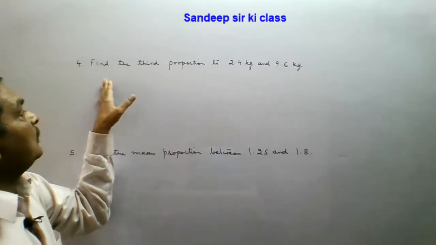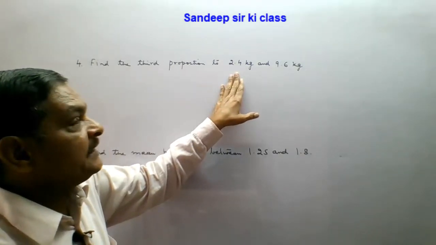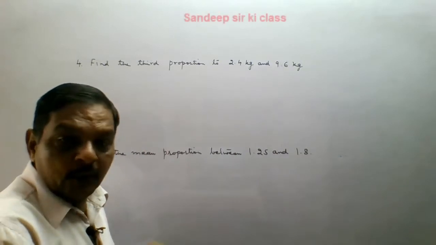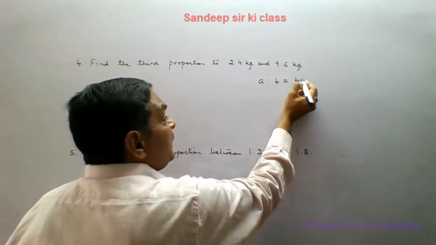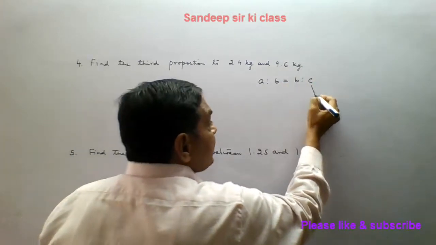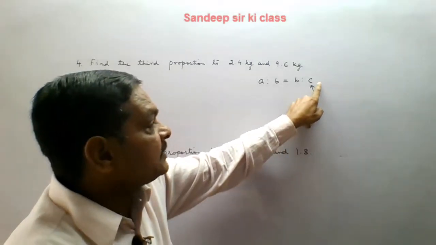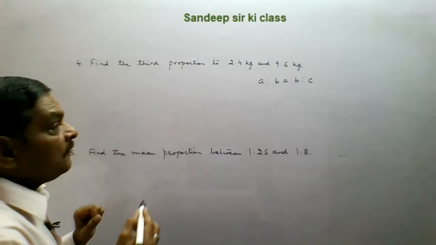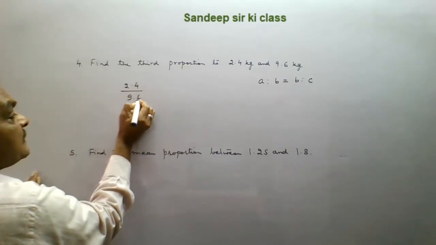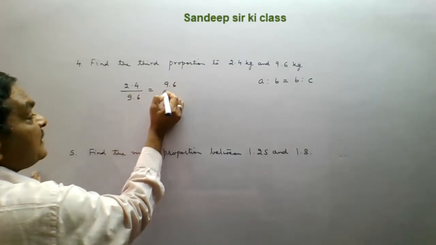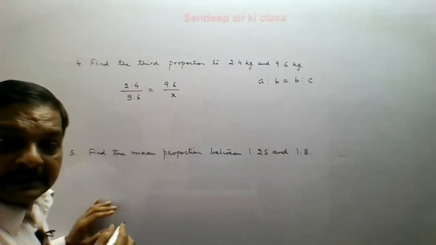Question number 4. Find the third proportion to 2.4 kg and 9.6 kg. We know that if A ratio B is equal to B ratio C, then C is called the third proportion. Though it comes at fourth place, C is called the third proportion. So with this rule, we have 2.4 upon 9.6 is equal to 9.6 upon the third proportion, that is, let us say x.